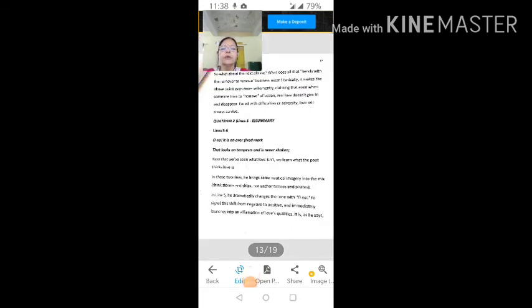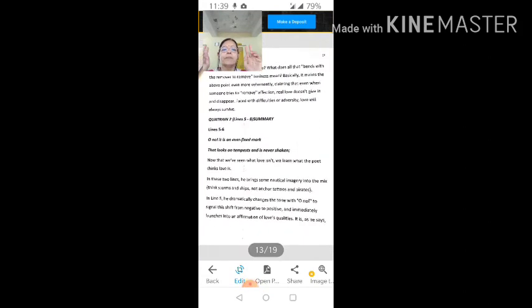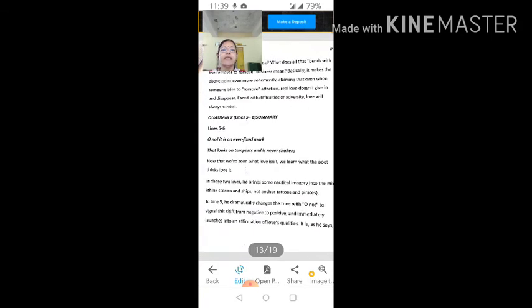So what about the next phrase? What does "or bends with the remover to remove" mean? Basically, it makes the above point even more vehemently, claiming that even when someone tries to remove affection, real love does not give in and disappear. Faced with difficulties or adversity, love will always survive.